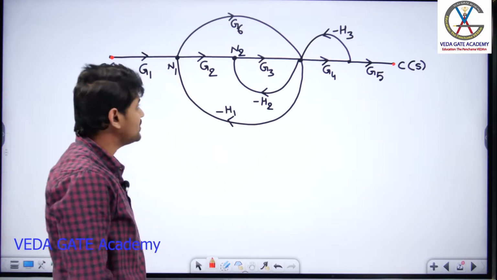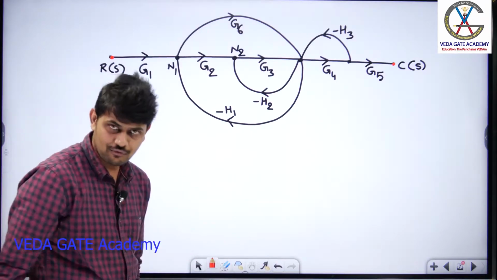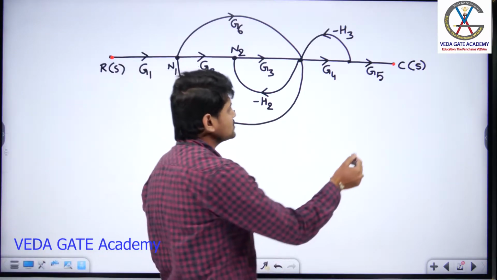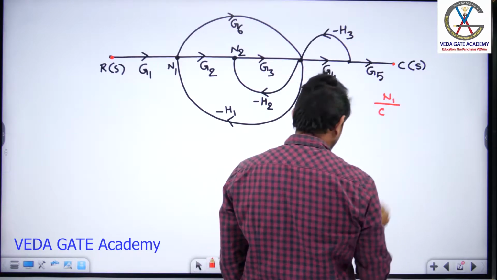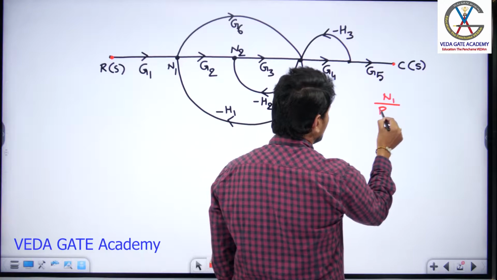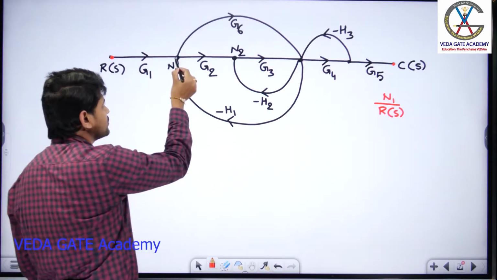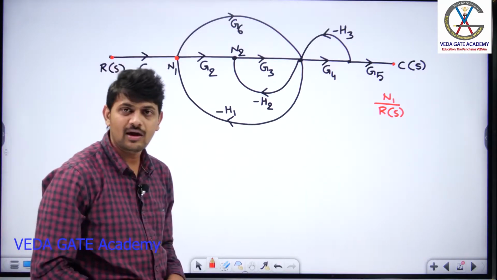But in the exam, rather than asking you to determine simply C(S) by R(S), the first question they ask is to determine the ratio of N1 by R(S). Here, what is N1? This node. This is the node of our interest. We need to determine the ratio of N1 by R(S).